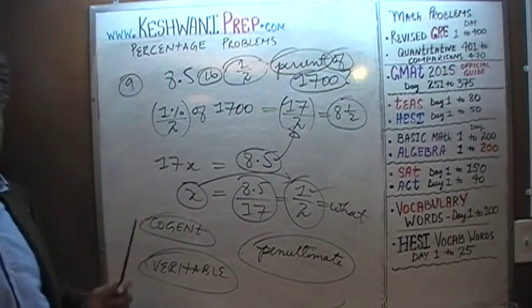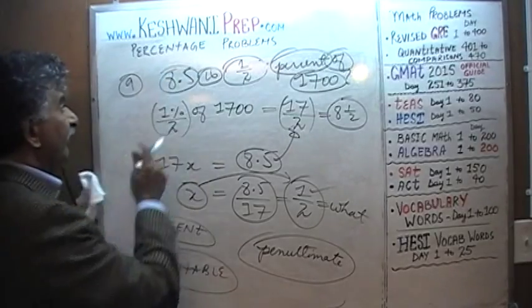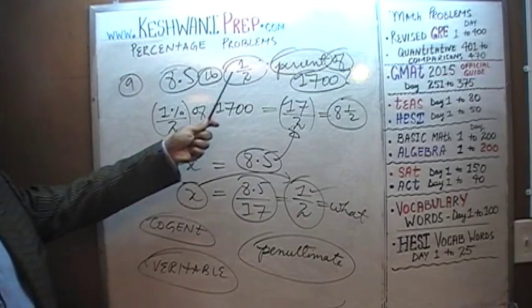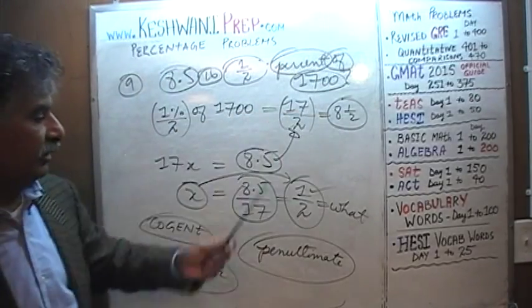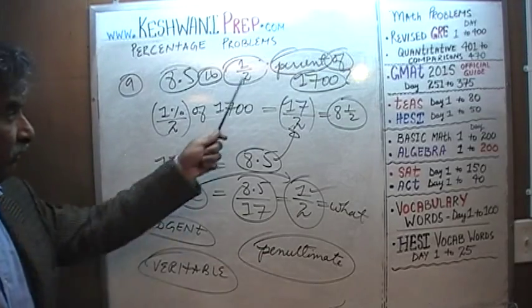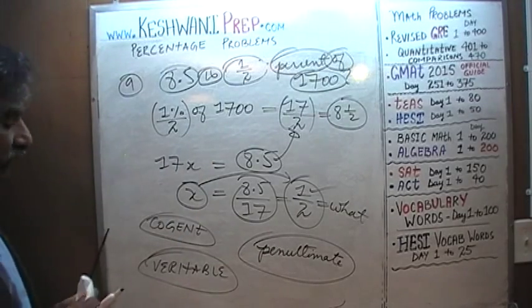So this statement makes perfect sense. 8.5 is, in fact, half a percent of 1700. Our answer must be correct because it makes logical sense. Let's do the very last problem, number 10.